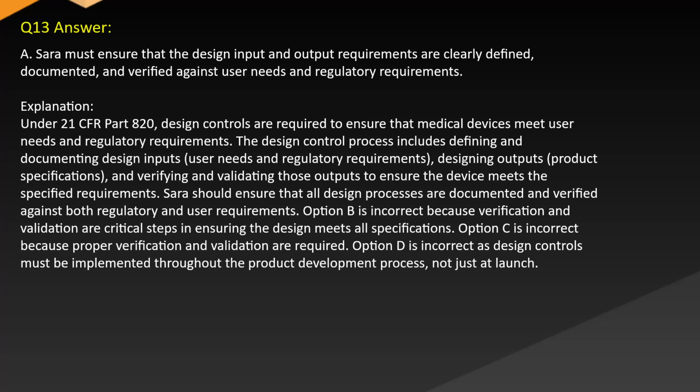Option B is incorrect because verification and validation are critical steps in ensuring the design meets all specifications. Option C is incorrect because proper verification and validation are required. Option D is incorrect as design controls must be implemented throughout the product development process, not just at launch.